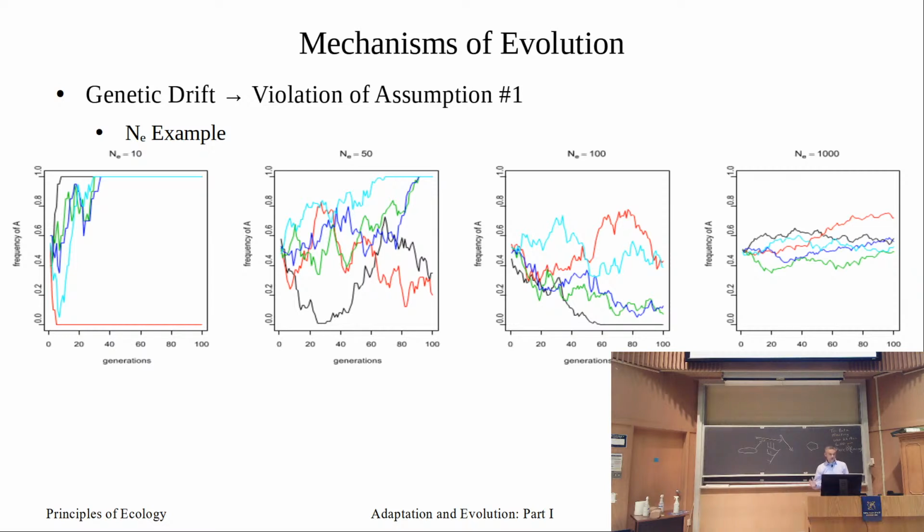Here's an example: four different graphs where I change the effective population size just so you can see what happens. In each of them, we are looking at the frequency of the A allele, and I start at 50%. So 50% of all of the alleles are this big A allele. Then I go through a period of random mating, with no selection, no mutation, no migration, none of that, and just run it out for 100 generations.